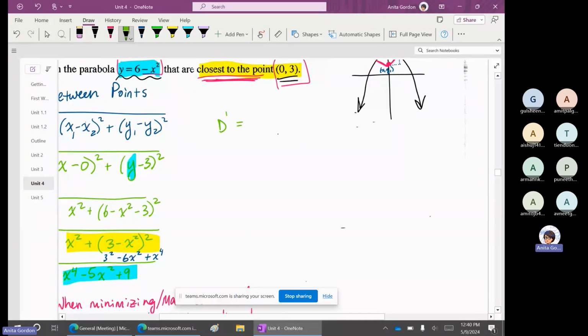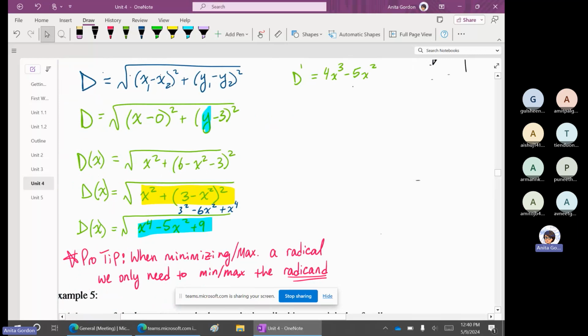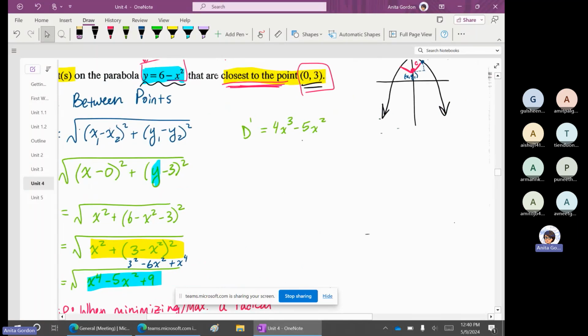D prime is going to be 4x cubed minus 5x squared. That's it. What's the power? Or negative 10? What did I do? I didn't derive it. Oh my gosh. 10x.